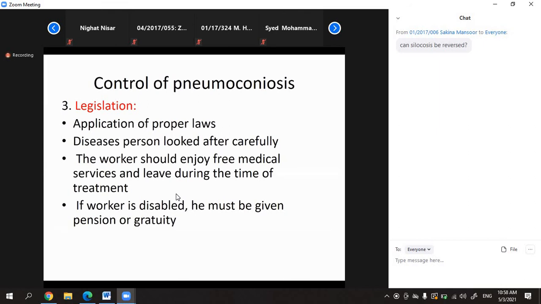Those who are disabled or suffering from occupational disorders should be properly taken care of, and medical facilities should be given to the patient and the family, so that they can be rehabilitated. The worker should enjoy free medical services and leave during the time of treatment. If the worker is disabled, he must be given a pension or gratuity.